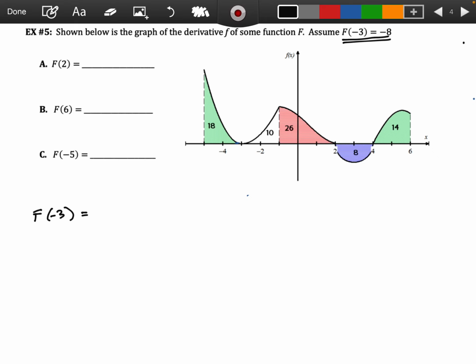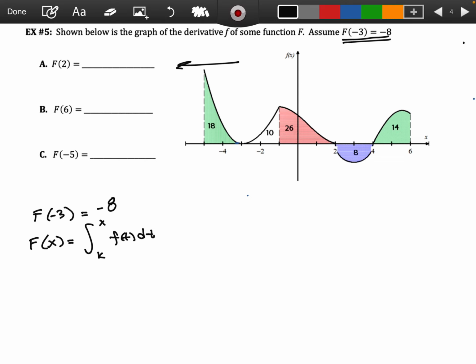Well, what do we know of this function? We know that capital F is the integral of that function, starting at some value, of f of t dt. So they're already telling us that when you start at -3, your answer is going to be equal to -8. That means the area of everything to the left is going to add up to a -8 value.